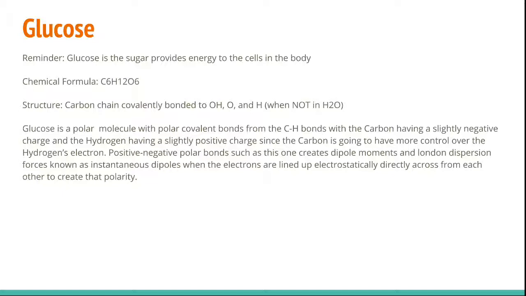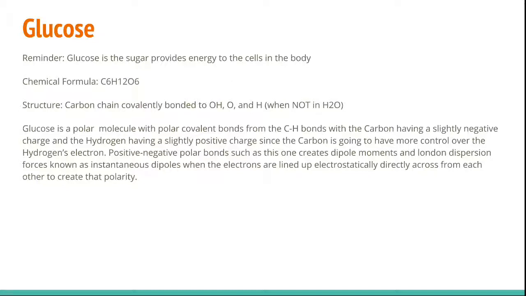Glucose. Sugar. Keep in mind that glucose is the sugar that provides energy to the cells in the body, with the chemical formula C6H12O6 and a structure of a carbon chain that is covalently bonded to OH and H, and has a double bond to oxygen. Remember that this relatively rigid structure is when the carbon chain is not in a solution such as water.